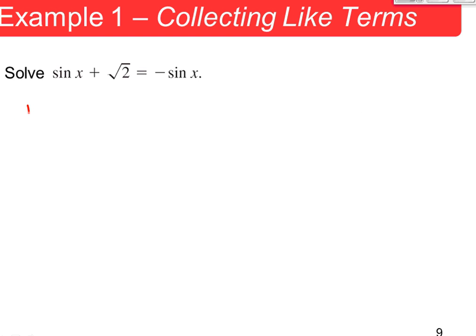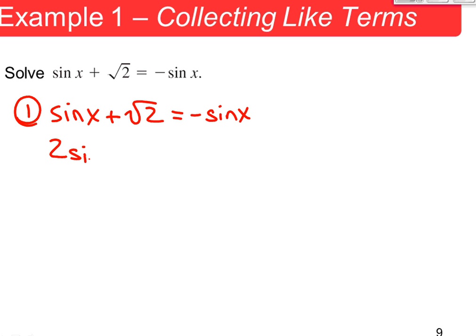So here is our problem. We have the sine of x plus the square root of 2 equals negative sine x. So we're using algebraic methods to first get the sine alone. Do you agree I might add sine x and subtract the square root of 2 at the same time? And so I get 2 sine x equals the square root of 2. I'll divide by that 2, so sine x equals the square root of 2 over 2.